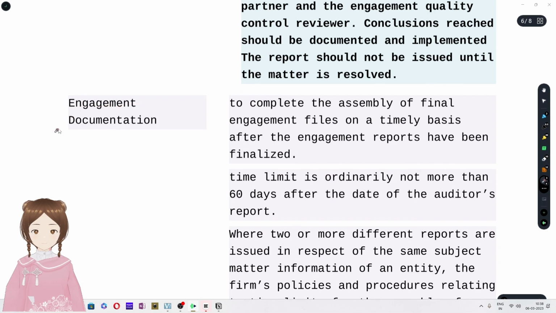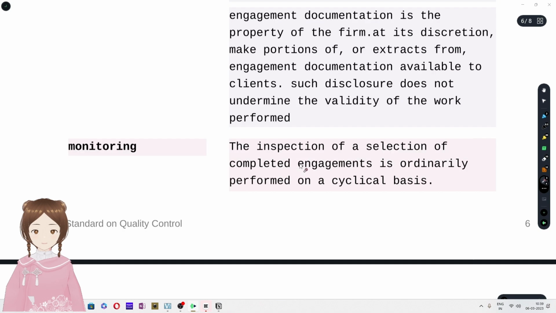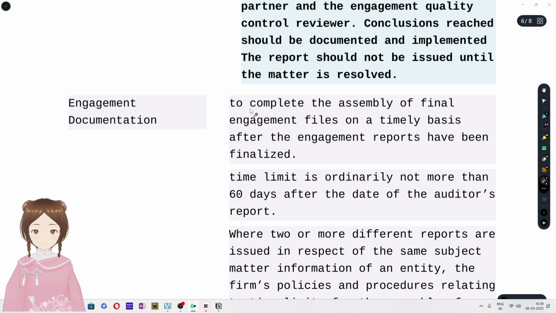And engagement documentation, you could write it also from audit documentation. We'll see, this is so simple here. And this portion is also mostly tested in case-based MCQs. First thing, complete the assembly of final engagement files on a timely basis after the engagement reports have been finalized. So you have to assemble the engagement files on a timely basis. The time limit is ordinarily not more than 60 days after the date of the auditor's report. The final assembly of that audit documentation should be not more than 60 days.